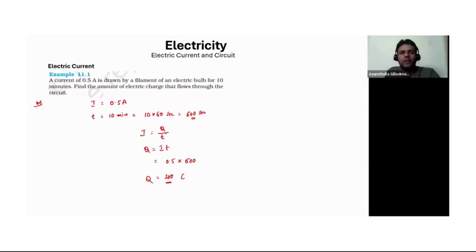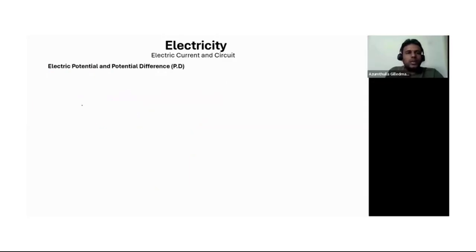Okay. All right. Now, next, let's move to the next concept. What is electric potential and potential difference?